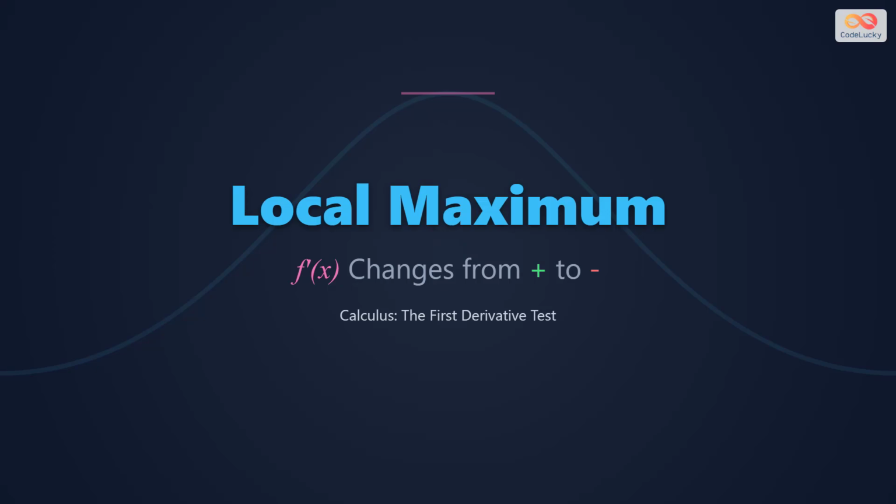Welcome to this lesson on finding local maximums using the first derivative test. In calculus, identifying the highest point on a curve in a specific area is crucial for optimization problems. Today, we will learn how to spot these peaks by looking at how the slope of the function changes.